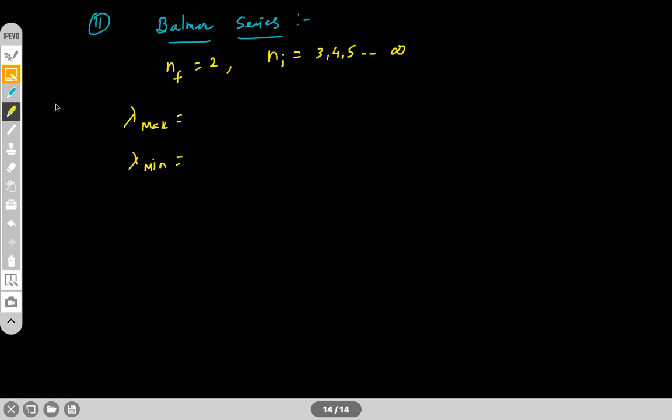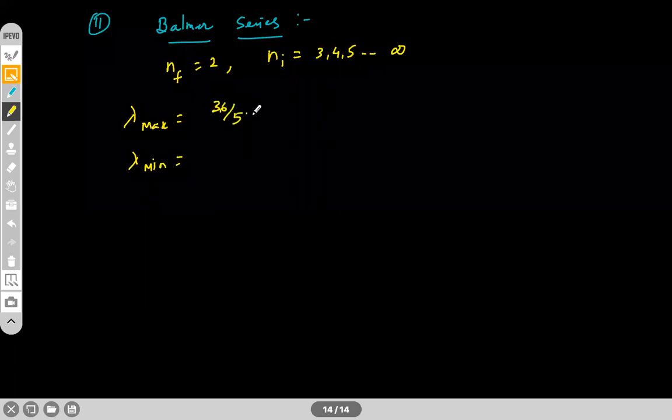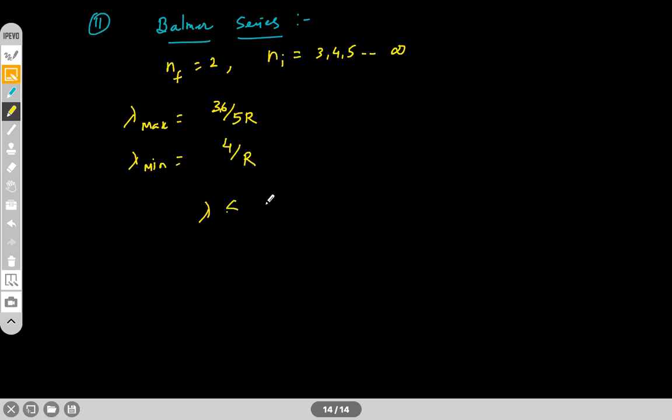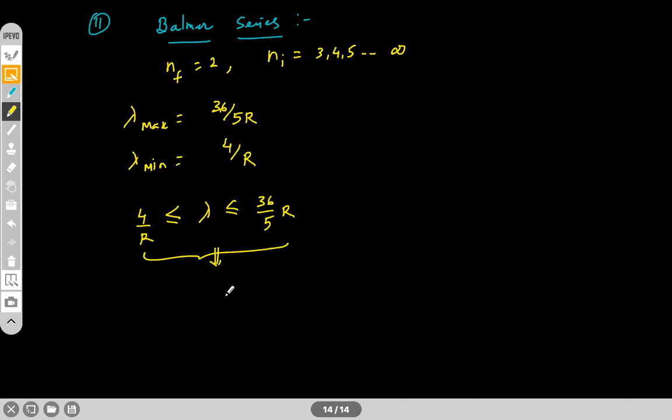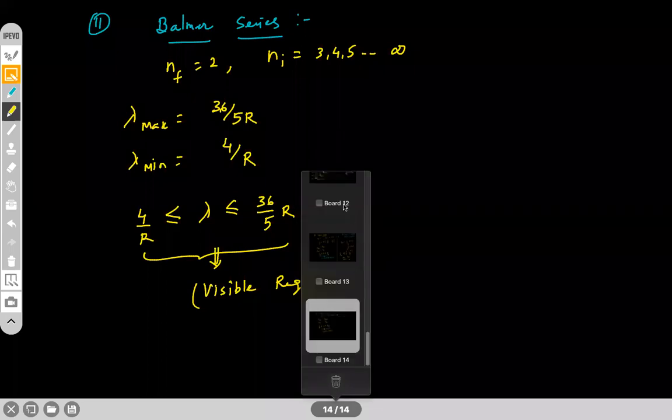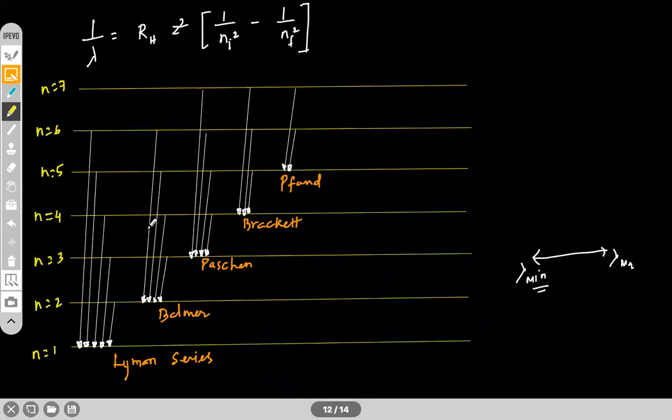Okay, lambda max for Balmer is 36 by 5R, and the minimum value is 4 by R. So this lambda falls in this range, and this is found to be in the visible region. This is only in the visible region. Similarly, for the other three, you can easily find out. I'm not going to do it again and again. I just write it down here.